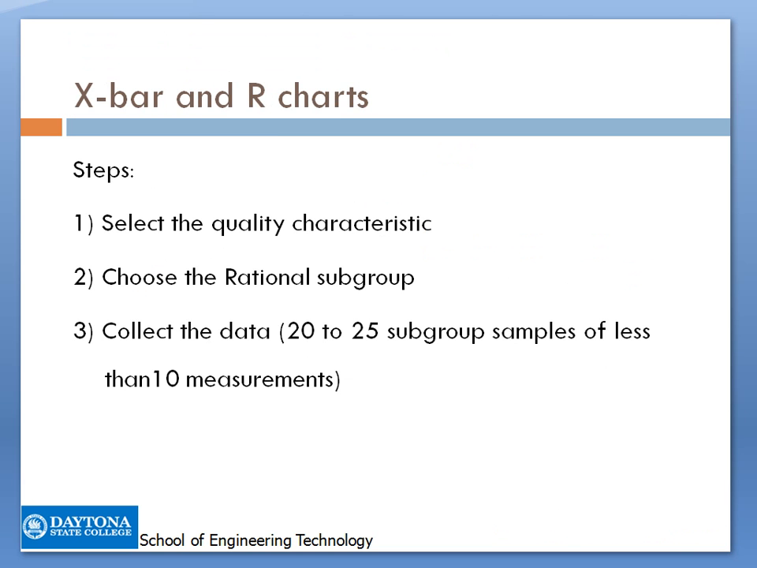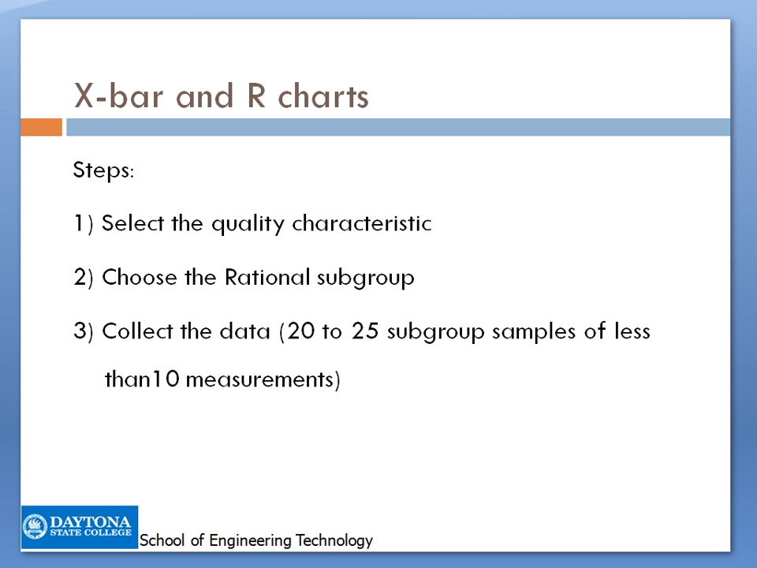Well, the first step is to select the quality characteristic. And a quality characteristic must be measurable and can be expressed in numbers. And it can be expressed in terms of the 7 basic units: length, mass, time, electrical current, temperature, systems, or intensity. And as well, it can be any of the derived units such as power, velocity, force, energy, density, and pressure.